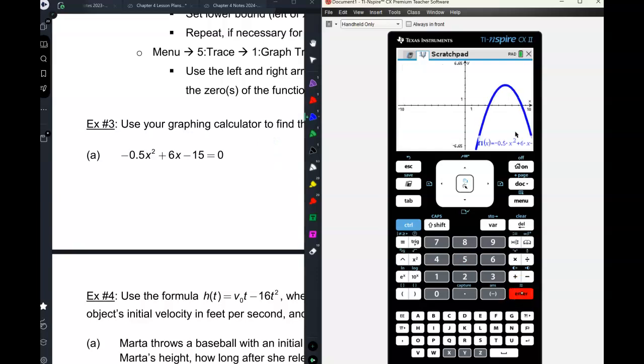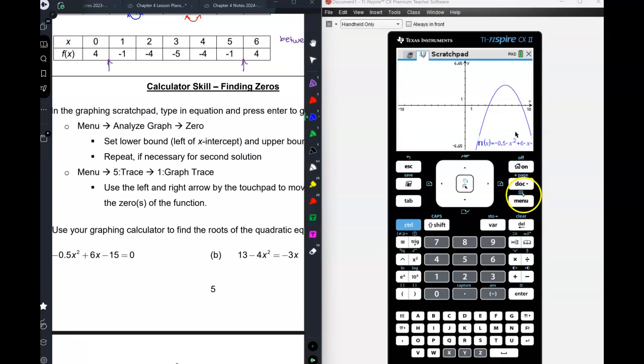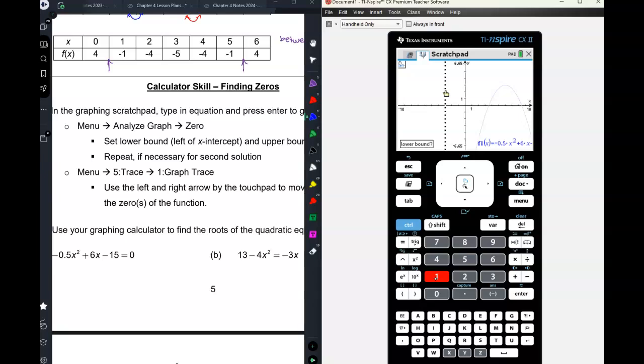All right, now we need to find the zeros here. There are two ways to do this. One is using the menu and analyze graph. So menu, analyze graph, that's number 6. And I want to find the zero, right? Number 1. And again, same thing, lower bound. I bring this somewhere to the left of the zero. Enter, click the center, drag. Here we go. So x equals 3.55.